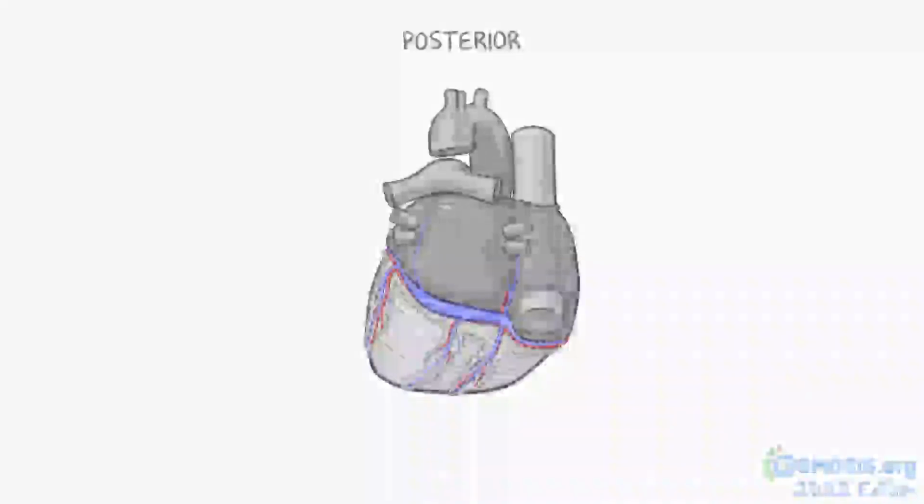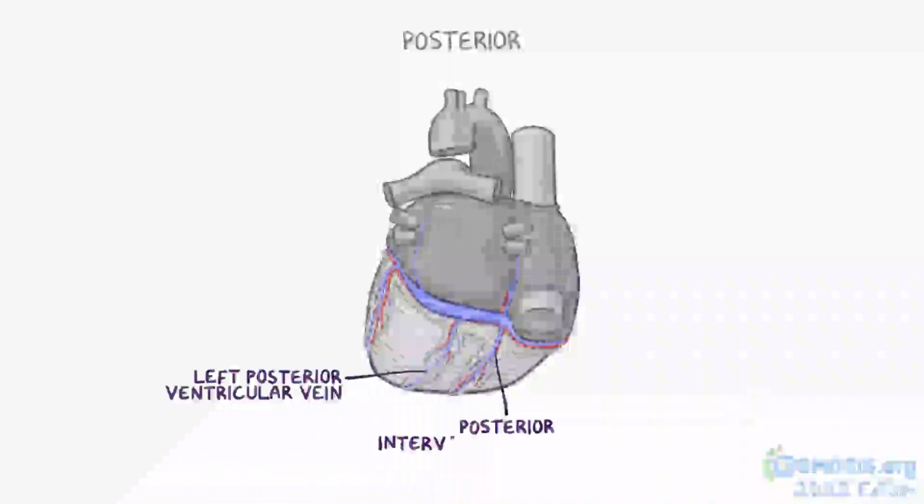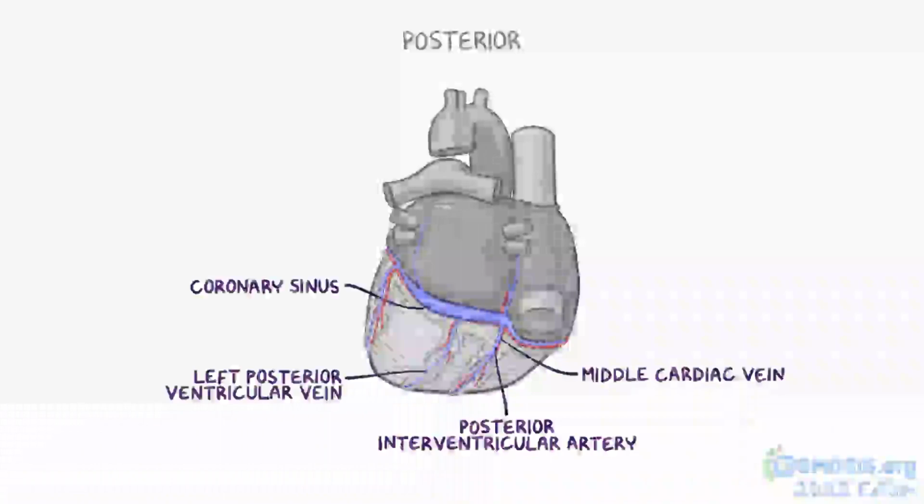On a posterior view, you can see the left posterior ventricular vein, the posterior interventricular artery, the middle cardiac vein, and the coronary sinus, which collect most of the venous drainage.